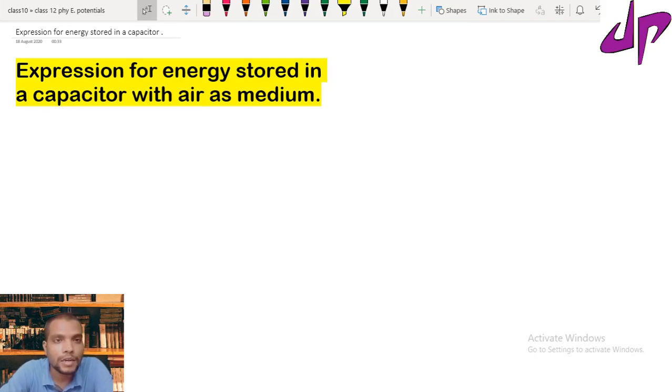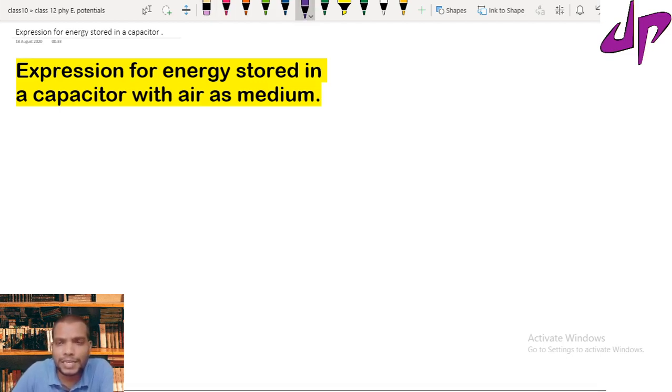In this class I would like to derive the expression for energy stored in a capacitor with air as the medium. So this is the expression for energy stored. In the previous class we derived the capacitance of a capacitor. What is a capacitor?